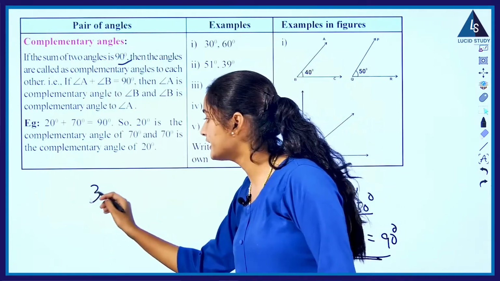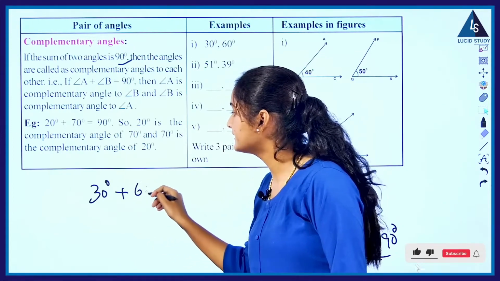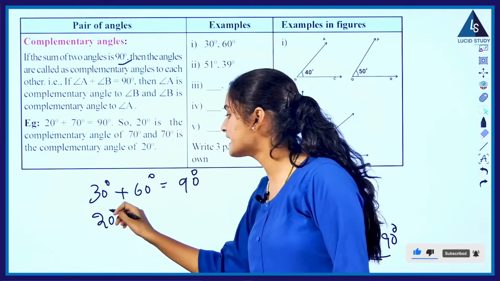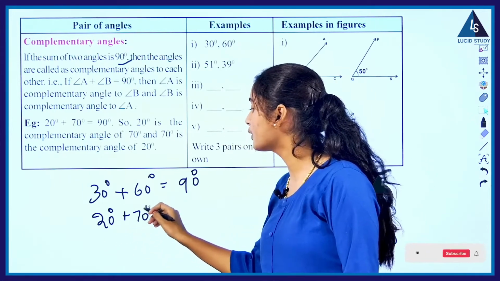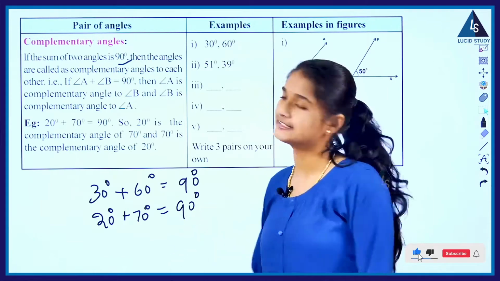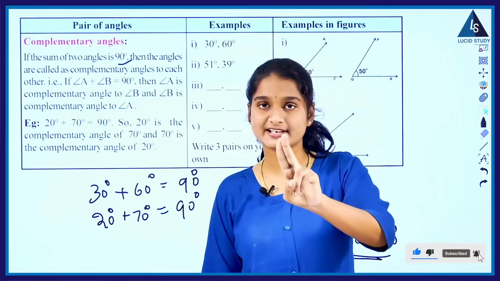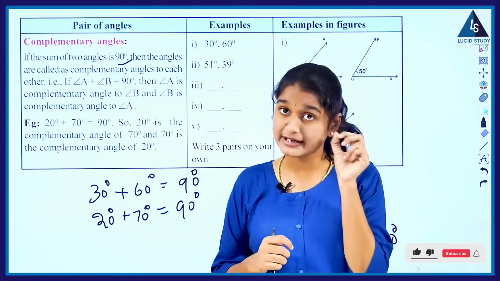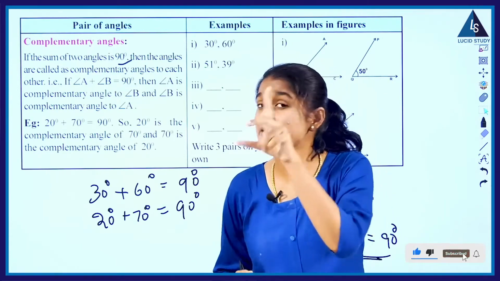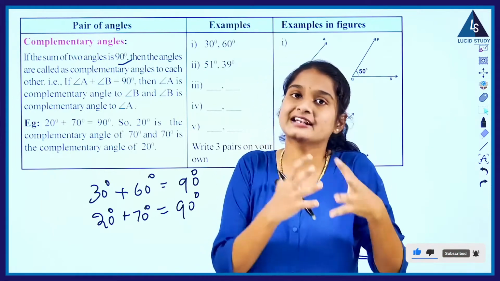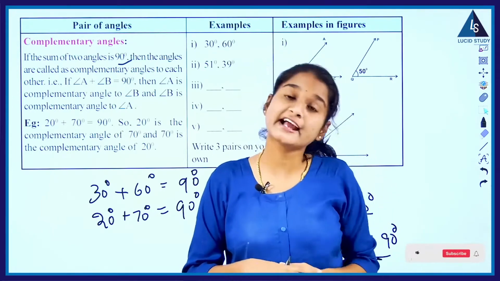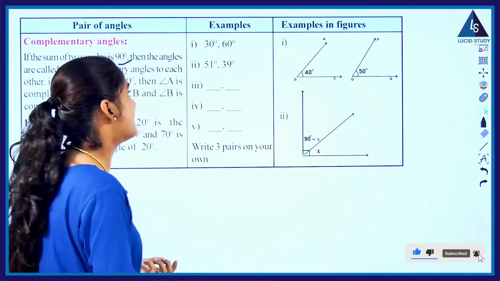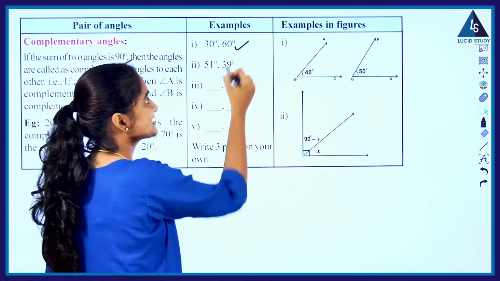You can take 30 degrees and 60 degrees. Add these both, what will you get? You'll get 90 degrees. Take 20 degrees and 70 degrees. Add these both, what will you get? You'll get 90 degrees. So, any two angles whose sum is 90 degrees are called complementary angles. It should be exactly 90 degrees, not less than 90 degrees, not greater than 90 degrees. Exactly 90 degrees.